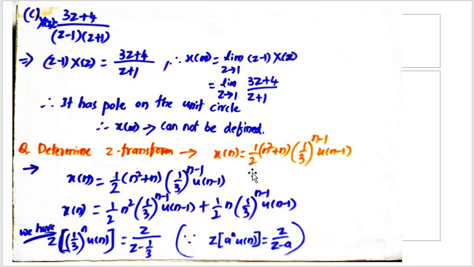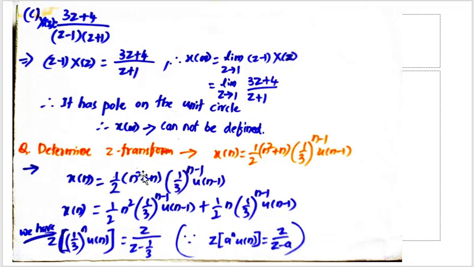The x of n is given as x of n equal to half n square plus n into 1 upon 3 power n minus 1 u of n minus 1. Okay, look at the question here. We have multiple terms, multiple possibilities, so we will use different properties to solve them. Okay, I have written it again here: x of n is given as this.